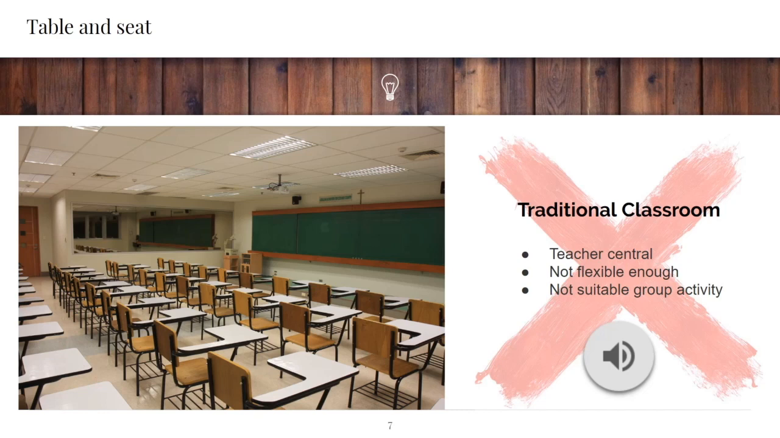Although this setup allows all the students to see the teacher and the whiteboard, it is totally not flexible enough for a dynamic classroom. It is teacher-centered and not good for group activities. And you will never find the same setting in the international school. Let's see how to set up the table and seat to make the classroom more energetic, and we will mainly separate it into 3 parts. First, teaching zone. Second, individual and group base. Third, teacher station.